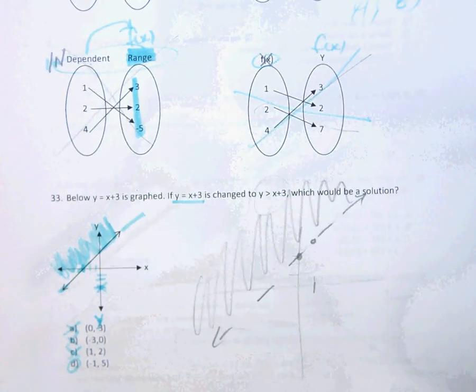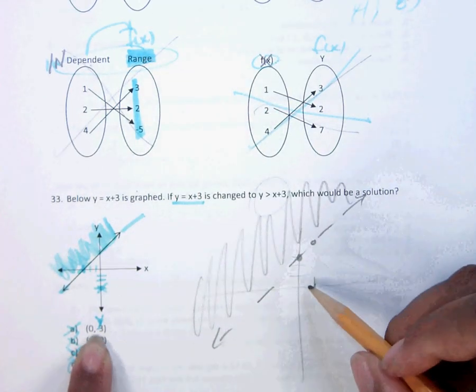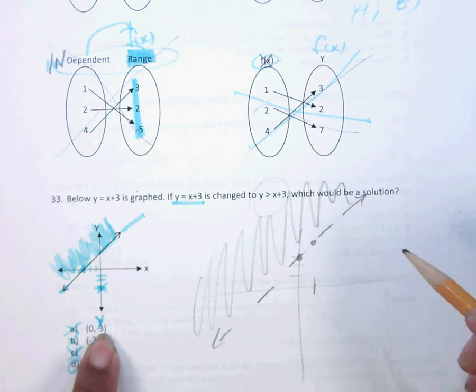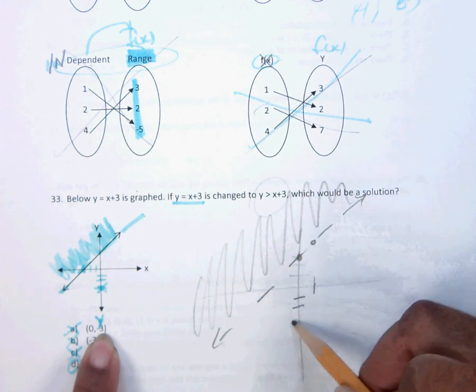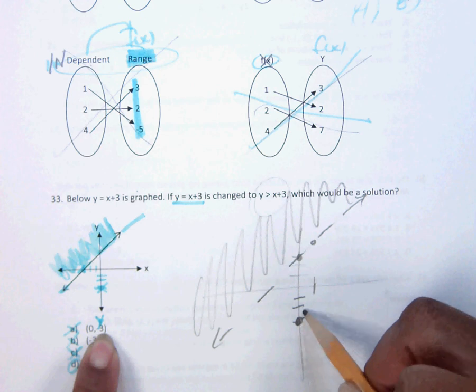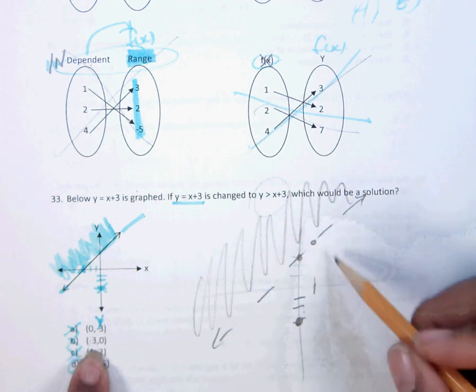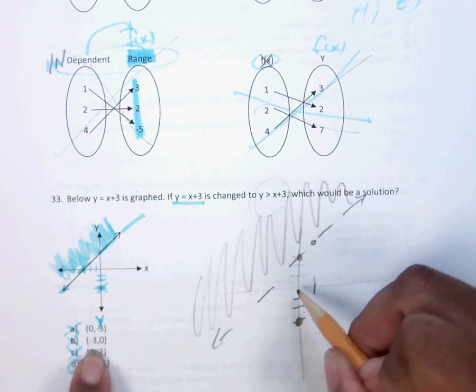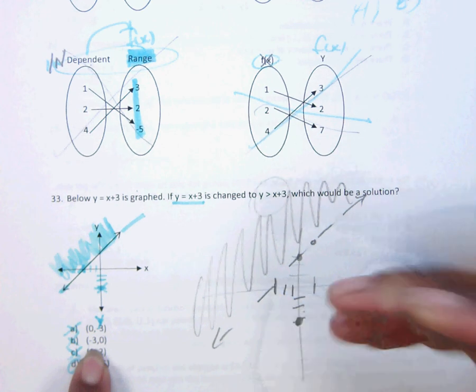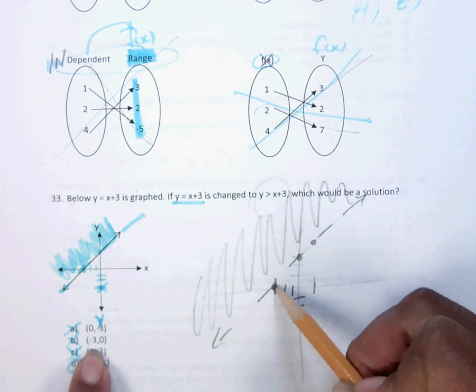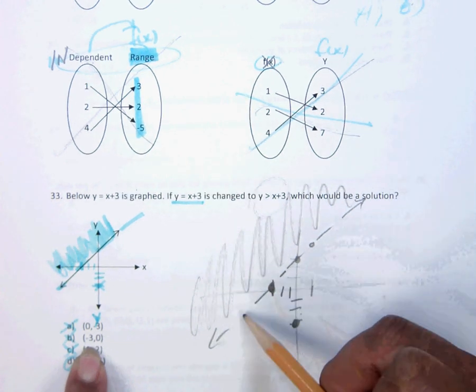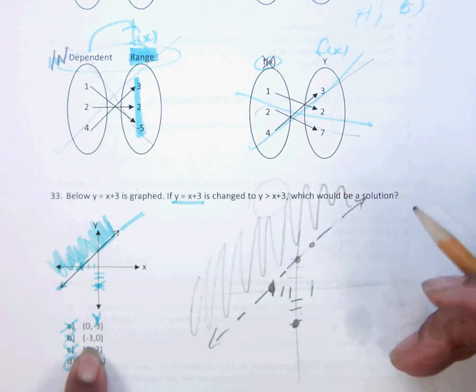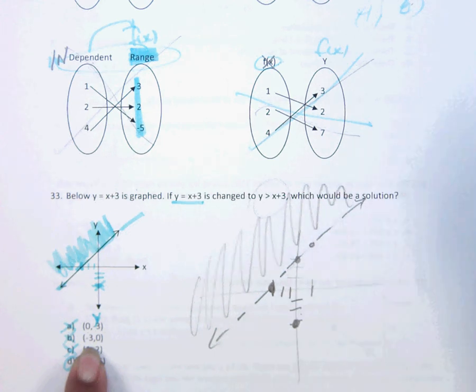And when you look at your answers, 0, -3. Well, -3 is in the y spot. So that's talking about this one. And that's not in the region. -3, 0. The -3 is in the x spot. So it's on the x-axis. That's on the dashed line. That's not a solution. When it's on a dashed line, it's not a solution. Solid line, it is a solution.